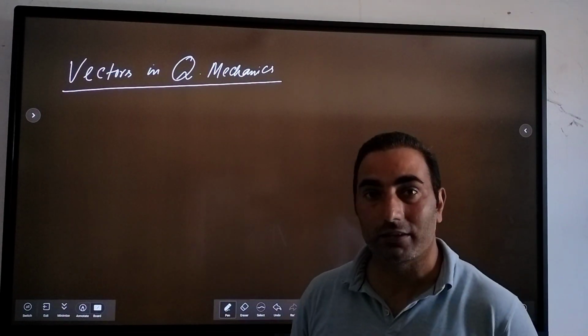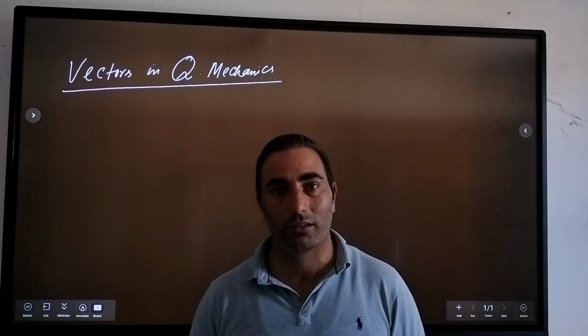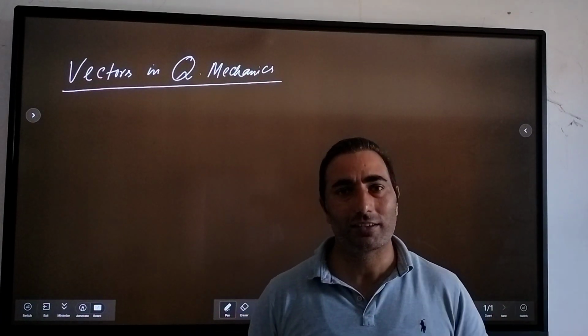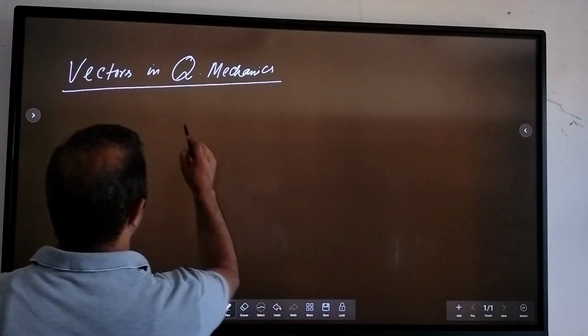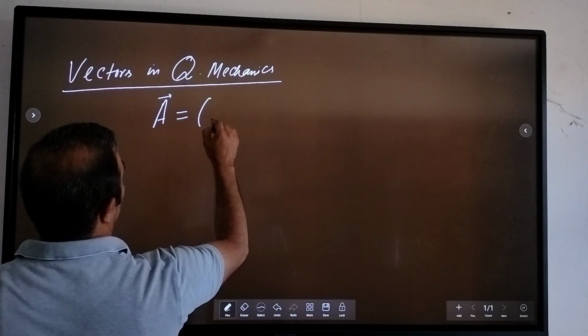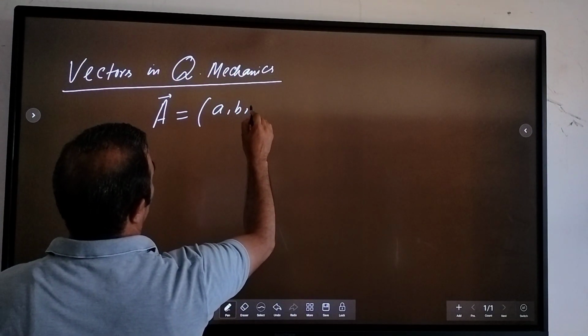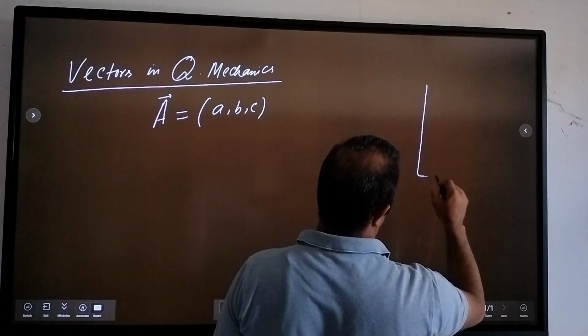If we talk about vectors in quantum mechanics, you might have come across these vectors in quantum mechanics. So if you define some vector in some three-dimensional space, we have a vector A. So that means we define a vector.